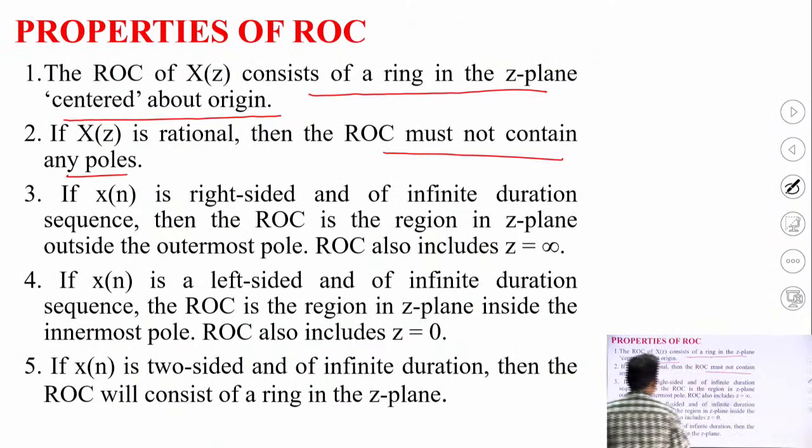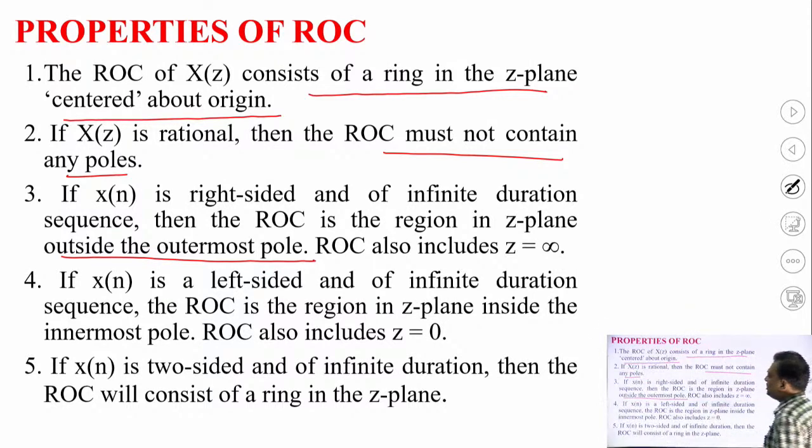And we have seen that if x(n) is a right-sided signal of infinite duration, then the ROC is the region in the z plane outside the outermost pole. Means if we have a signal wherein two causal signals are there, we take the value of the pole which is outermost, the maximum value of the pole. The ROC also includes z equals infinity in this case.